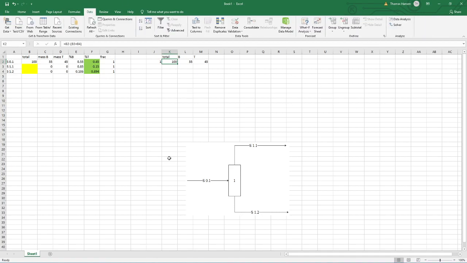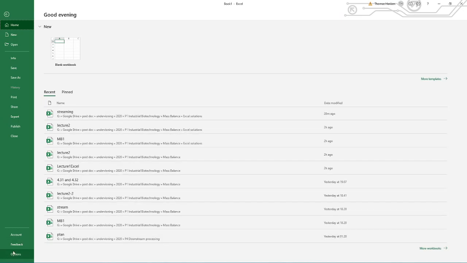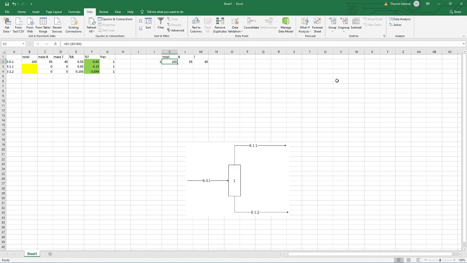We'll go to the out. Just in case some of you don't have Solver activated in Excel yet, we'll just do that. File, Options, Add-ins, and then we click Go. And then we can activate our Solver and click OK. And we now have our solver. If we go to the data part, we have our solver here. So let's open it up.